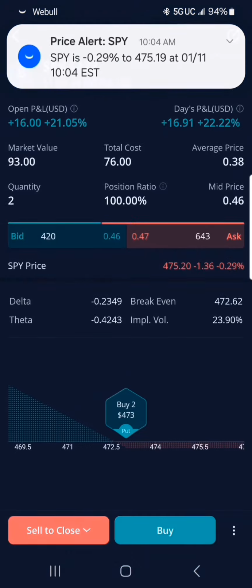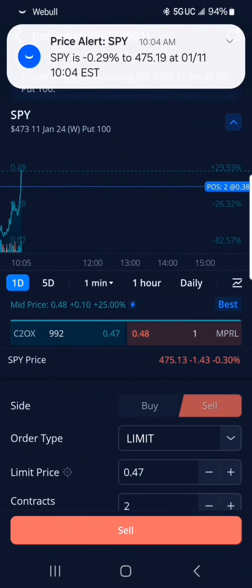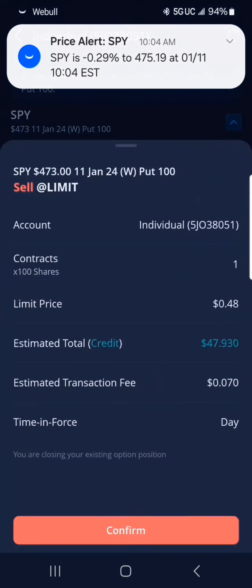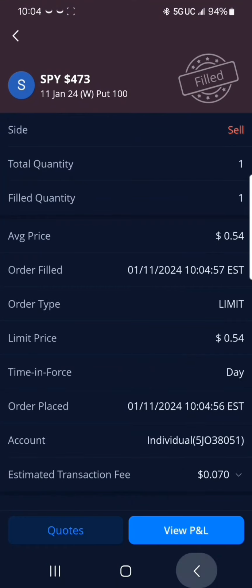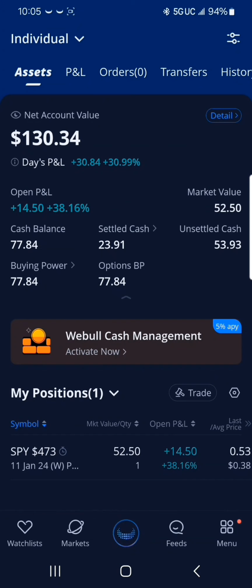Good deal. So let me go ahead and get out of one of these contracts, because that's the point of having 2, so I can pull out of one and let one ride. Whoops, already up to, ooh, look at this. It's dropping fast. It's already up to 54, so I'm going to pull out of one for 54. Boom, that's filled. So I got the money on that one.